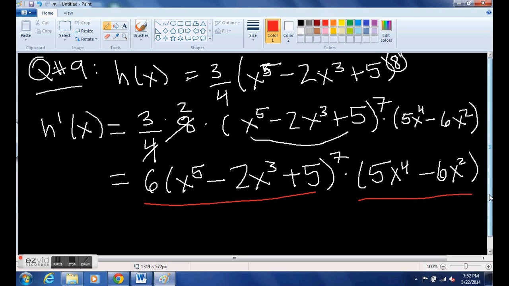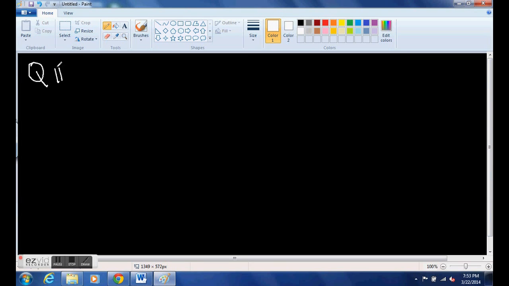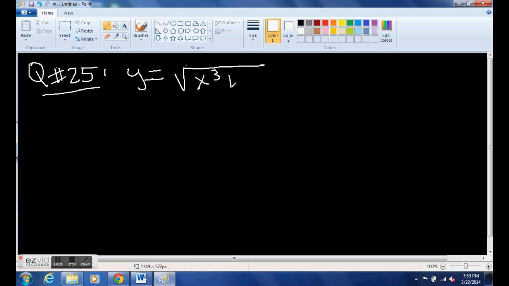So I will show you another one here. Number 25. It's not quite an application, but it's a little bit more. It says, at the indicated point, find the slope of the tangent line and then find the instantaneous rate of change at that point. So we have y is equal to, for question number 25, the square root of x cubed plus 1 at the point (2, 3).